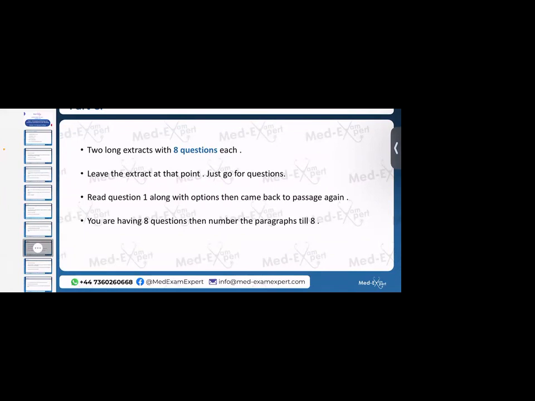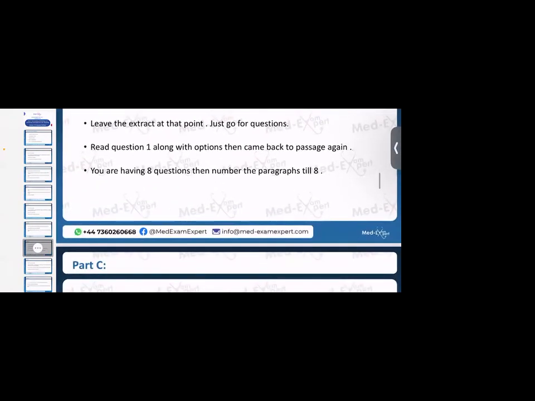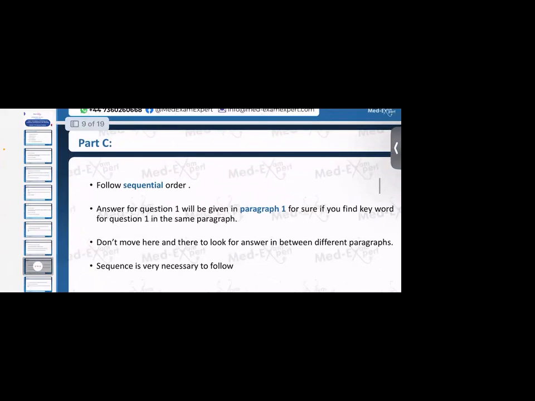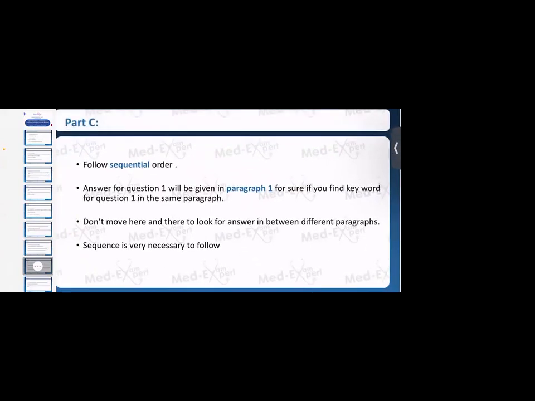You are having 8 questions, then number the paragraphs till 8. Whenever you are coming back to passages for reading, you have to number the paragraphs from 1 to 8. If they are more than 8, then you can number forward like 9, 10, 11, whatever the number is. Then follow the sequential order.